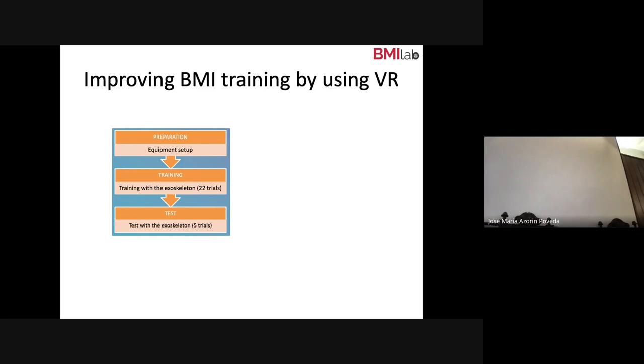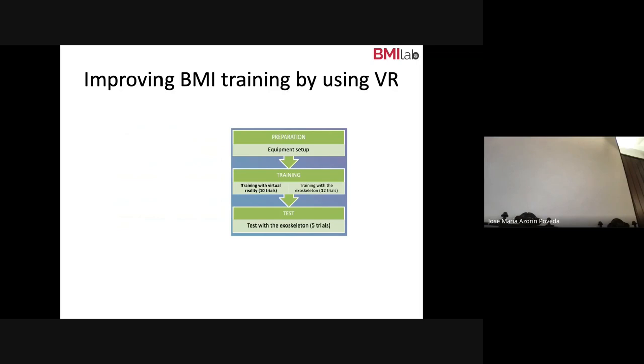In that way, we reduce the number of trials in comparison with other experiments, but it was very long for the patient to wear the exoskeleton so many times walking, you know? And for that reason, we changed the training. As you can see here, basically we split the training, the 22 trials, in this way. 10 trials were done only by using the virtual reality system, and the other ones were done using the exoskeleton.